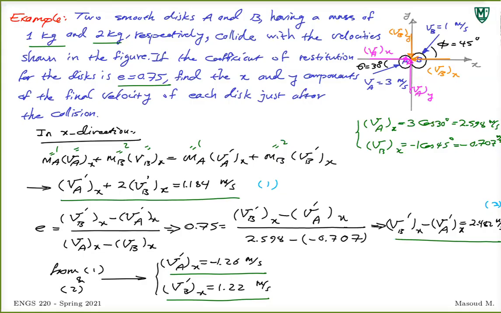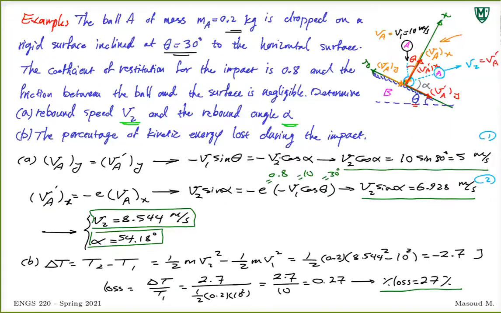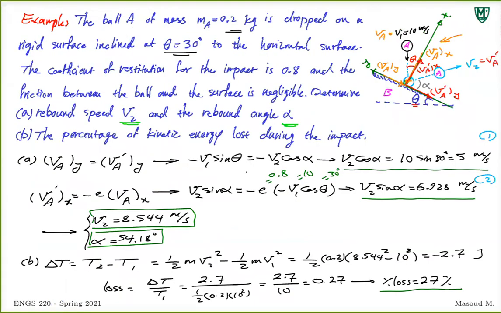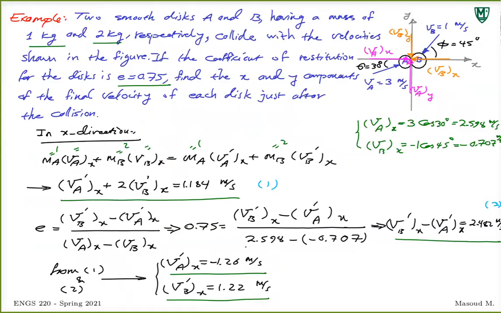Let me see if I can find. Right, so logically it makes sense. So we got the x components. Now we have to get y components for both particles after the impact. And that's actually the straightforward part, because we know that in the direction of the plane of contact, the momentum of particles is conserved. So the velocities before and after are the same. So we can write it this way. I'll go to the next page.